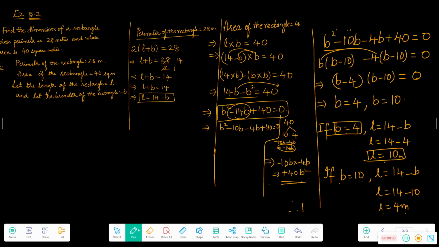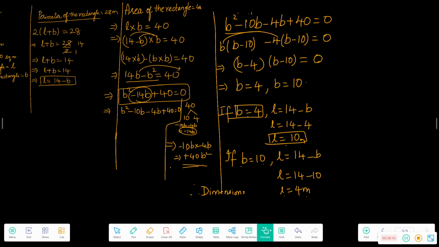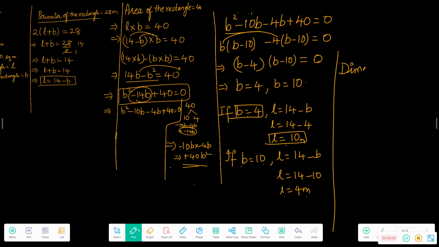Therefore the dimensions of the rectangle are 10 meters and 4 meters, or 4 meters and 10 meters.